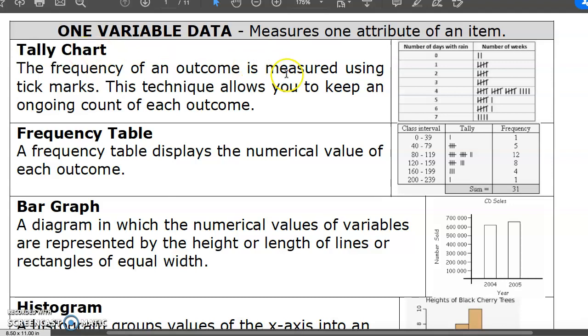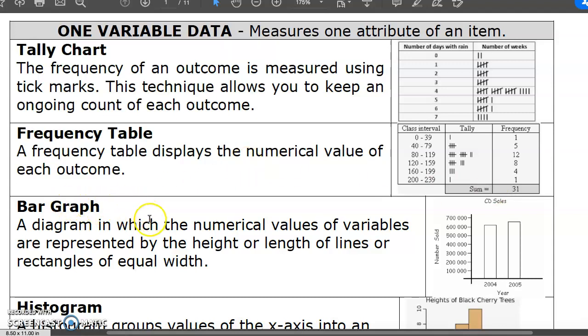The frequency of an outcome is measured using tick marks. This technique allows you to keep an ongoing count of each outcome. So for every 5 observations, we write a cross in between because that helps us count these numbers and keep it ongoing so that we don't have to rewrite a number. It's a visual tally. A frequency table takes each of the different outcomes that we observe in our tally and write that numerical value at the end, and that's helpful when you're finished your observations and can start to interpret the results.